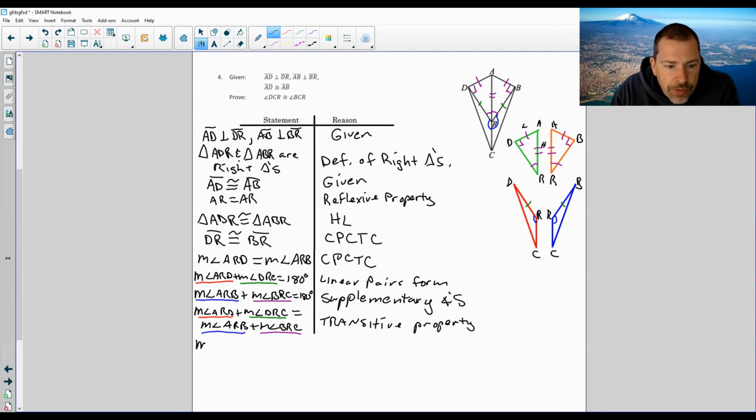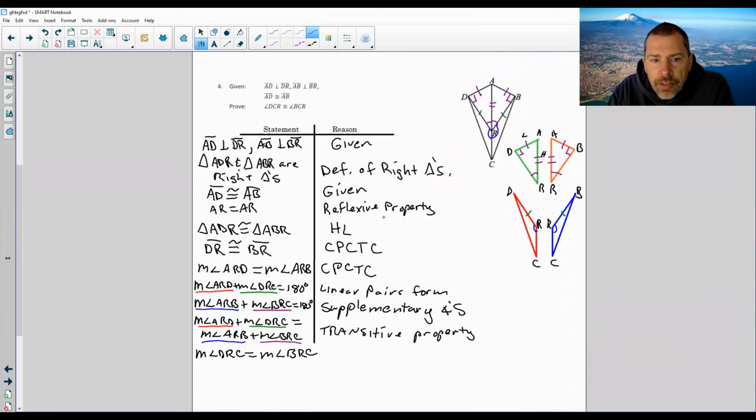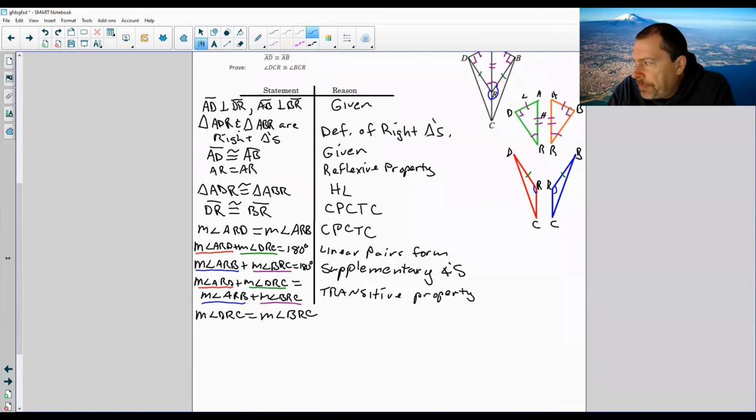So the measure of angle DRC equals the measure of angle BRC. So if we look in the diagram, it's going to be clearer. The measure of DRC, that's this one, is equal to BRC. And that's what I was saying we're leading up to. And the reason for that is angles supplementary to either the same angle or congruent angles are equal in measure. Did I use that up here? I think I erased it. All right, let me get that.